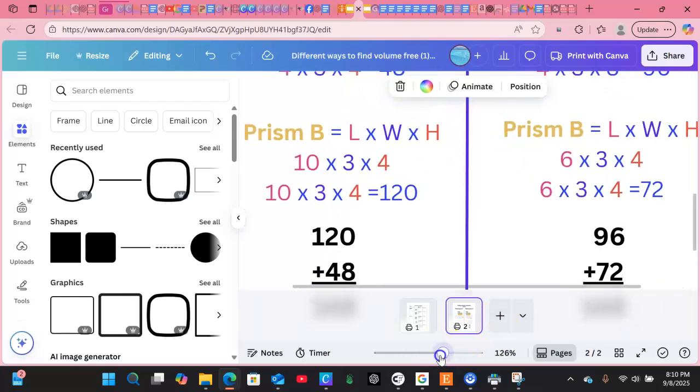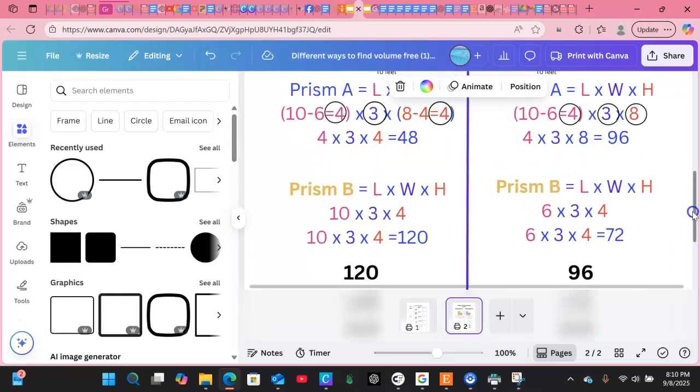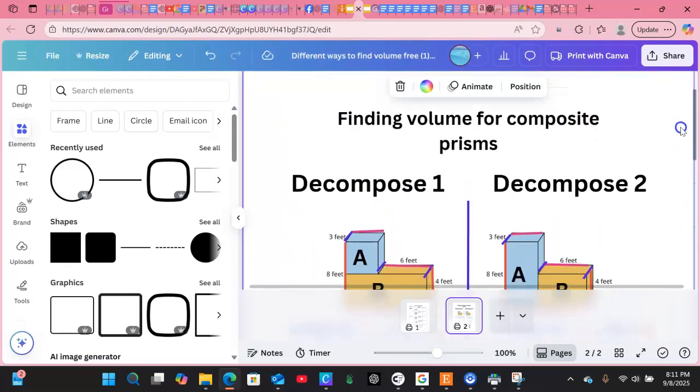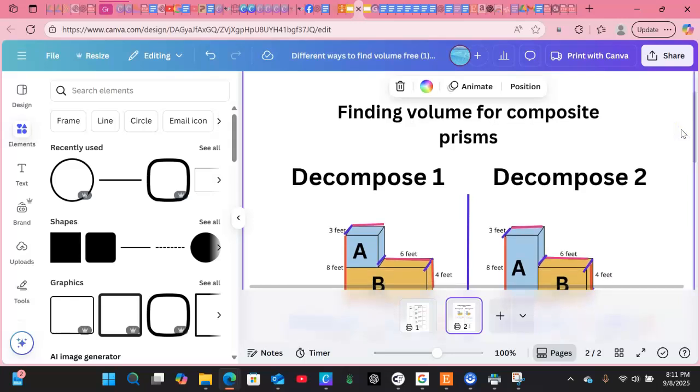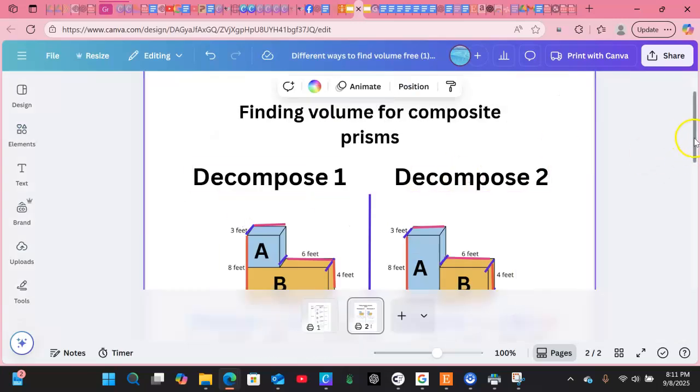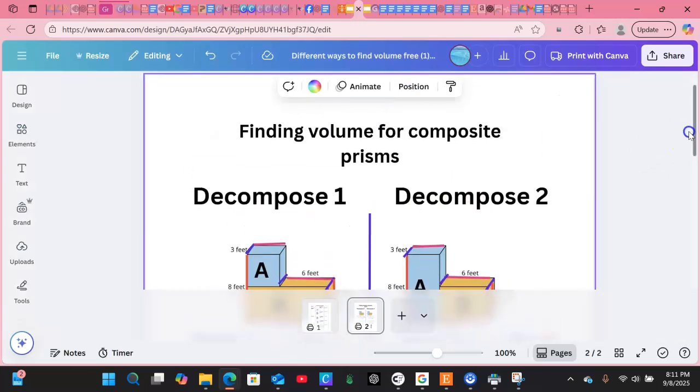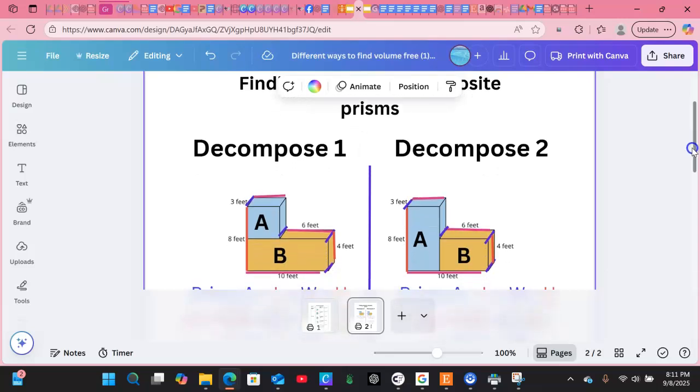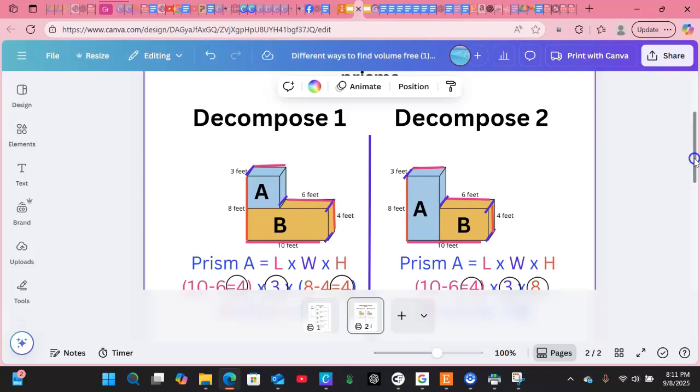This is the new document that I do want you to print out. I'm not going to do too much writing right now. I did a lot of typing on this so that you'll be able to see it and we could just walk through it together. All right, so this is the same image that we just saw in the presentation slide. Let me make it a full screen. All right, so we'll be finding volume for composite prisms. So I decomposed it with decompose 1 and decompose 2.